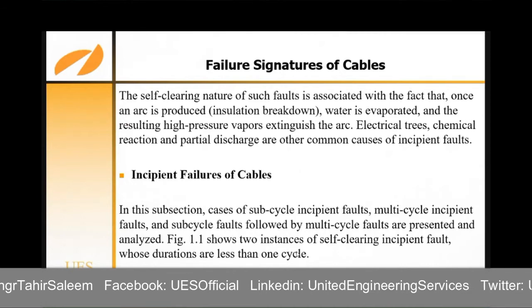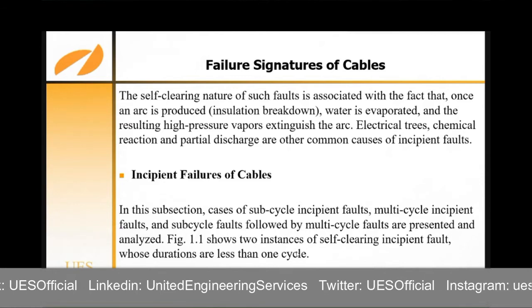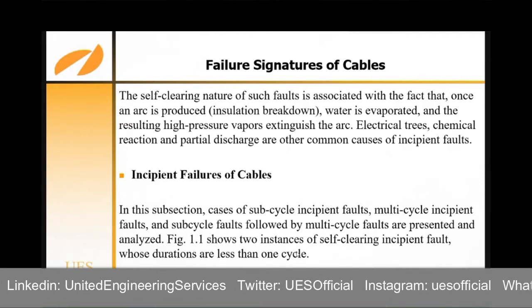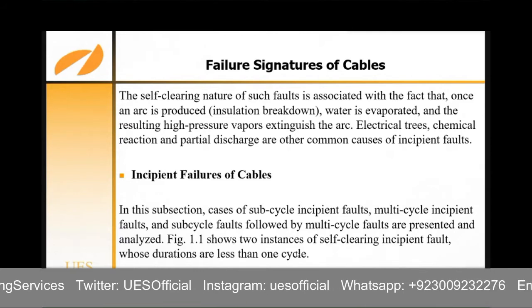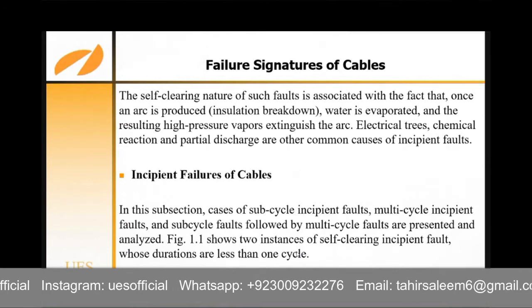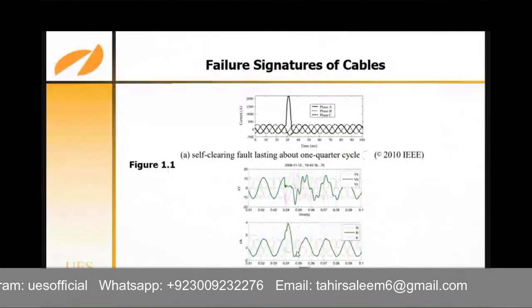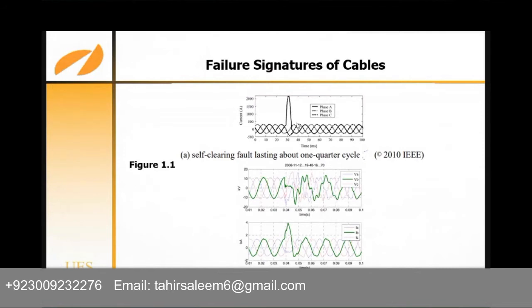Now, if we talk about incipient cable failure, there are many kinds, like sub-cycle incipient faults, multi-cycle incipient faults, and sub-cycle faults followed by multi-cycle faults. These we will be discussing on the next slides. Now, a self-clearing fault lasting about a quarter cycle. Here you can see just a quarter of a cycle has given the sign of high current, and this has cleared in just the next part of that same cycle.